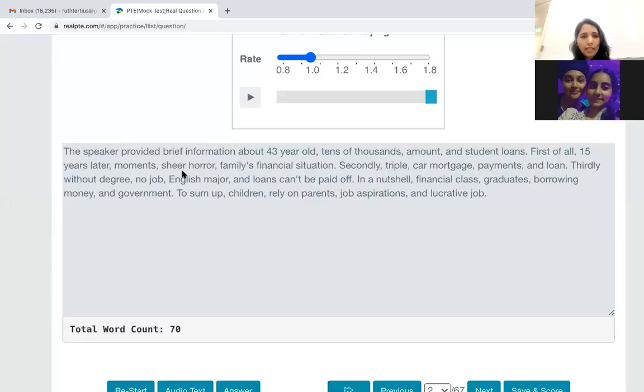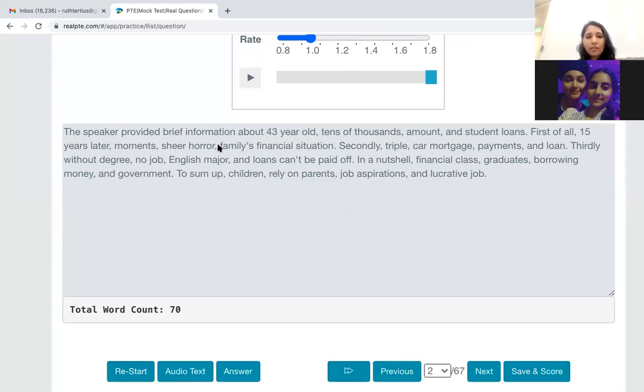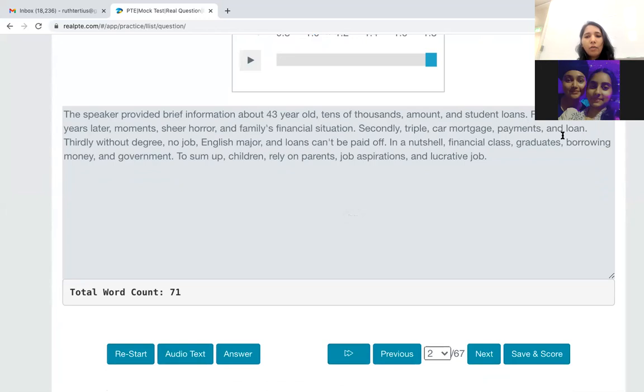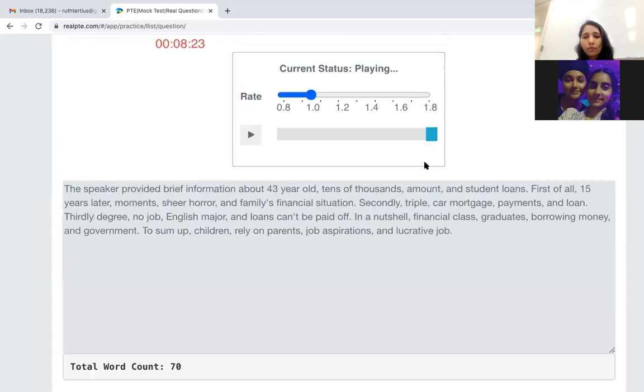Yes, ma'am. So I wrote it here. You can see. The speaker provided brief information about 43 years old, tens of thousands amount and student loans. First of all, 15 years later, moments, sheer horror, family's financial situation. I think I should put an and here. Secondly, triple car mortgage payments and loan. Thirdly, without degree, so I'll just remove without. Thirdly, degree, no jobs, English major, and loans can't be paid off. In a nutshell, financial class graduates borrowing money and government. To sum up, children rely on parents, job aspiration, and lucrative jobs.